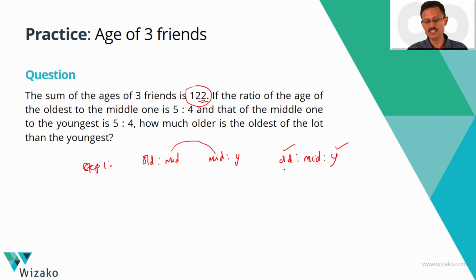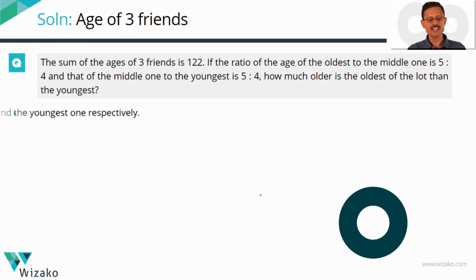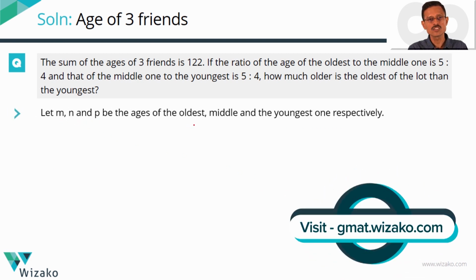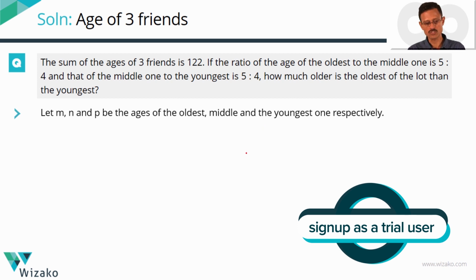First, we'll establish this ratio oldest to middle is to young. Second one, we'll add these three ratios with a factor multiplied to it and equate it to 122 to find out what is the value of the factor. And third one, we'll find out the answer that we need to find out. Here is step 1. Just assign variables. Let's say m and n and p are the ages of the oldest, middle and the youngest people. So what we have is m is to n is 5:4 and n is to p is also 5:4.